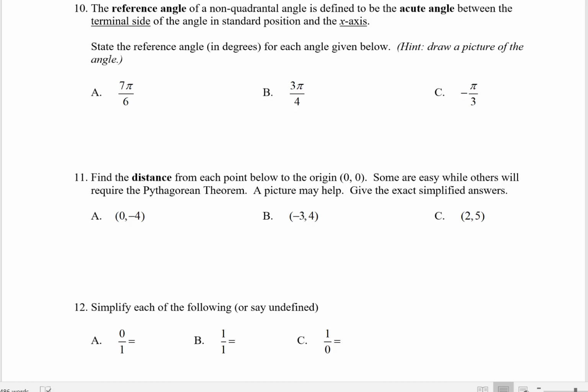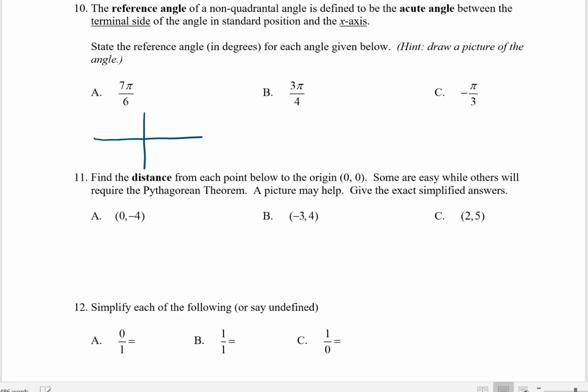Problem number 10, I want to find the reference angle in each case. The reference angle is always acute. It's the angle between the terminal side and the x-axis when you've drawn the angle in standard position. The hint here says to draw a quick picture.